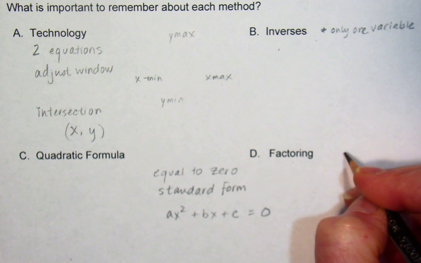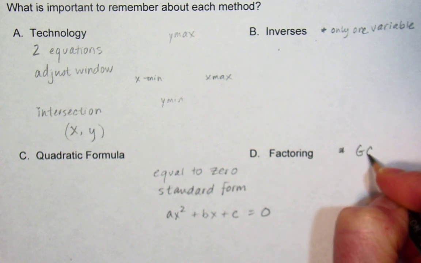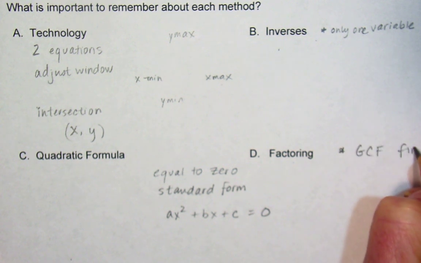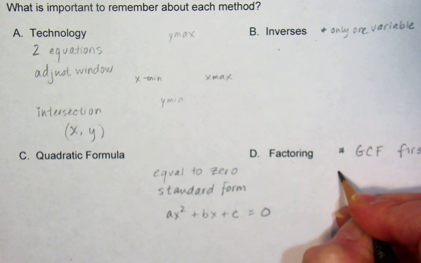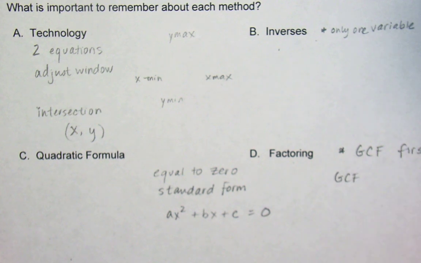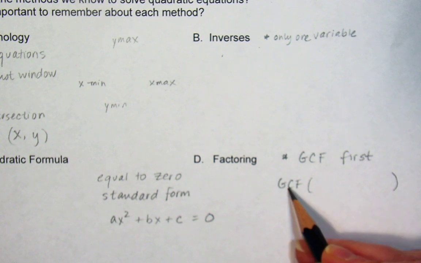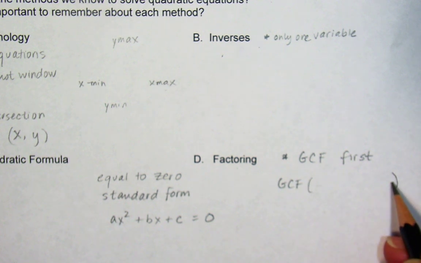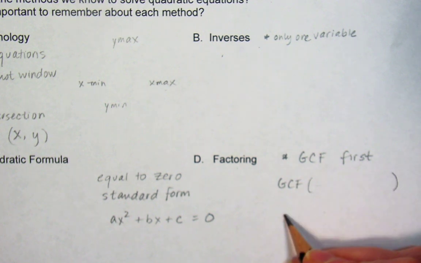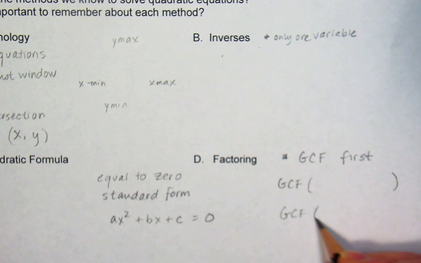For factoring, don't forget, you want to take out a GCF first before you decide to do any more factoring after that. You have to factor out the GCF and see what's left in your binomial or trinomial, and then you can split it up into the double parentheses.